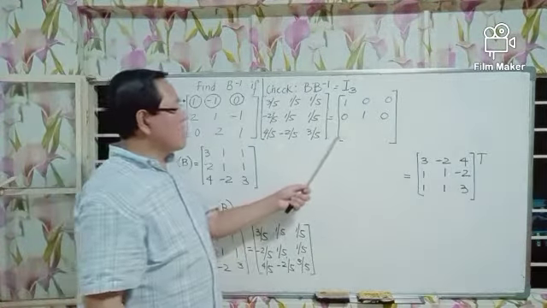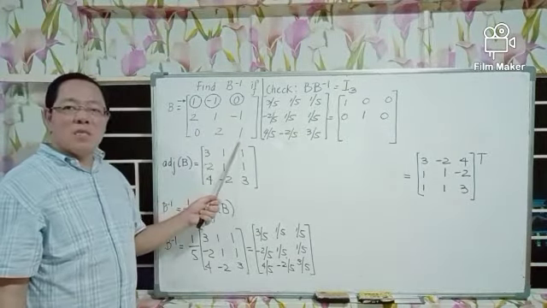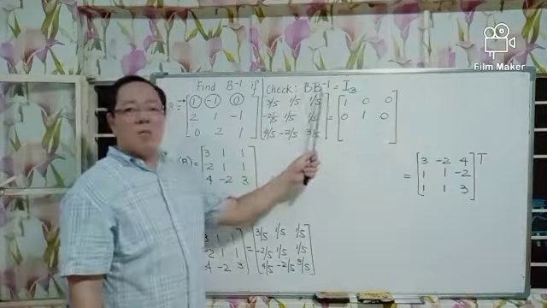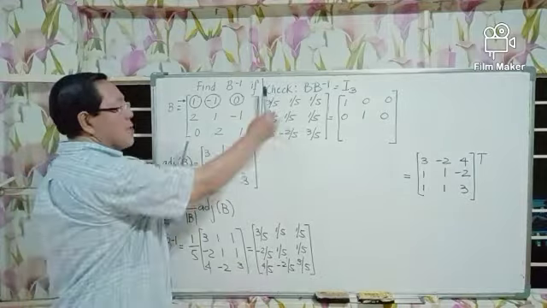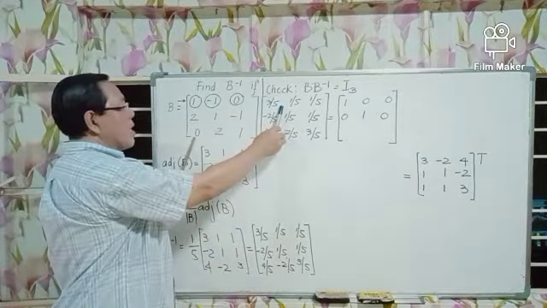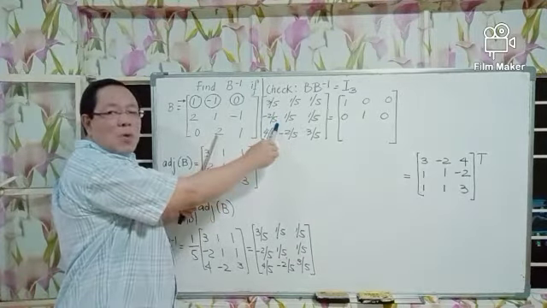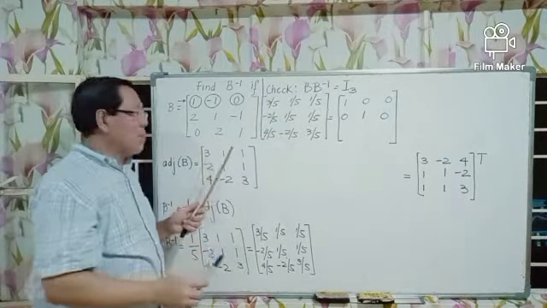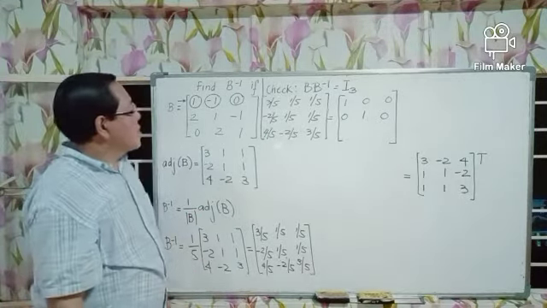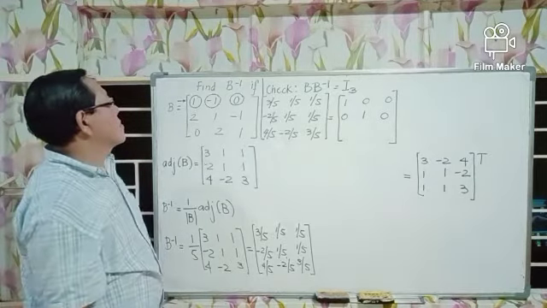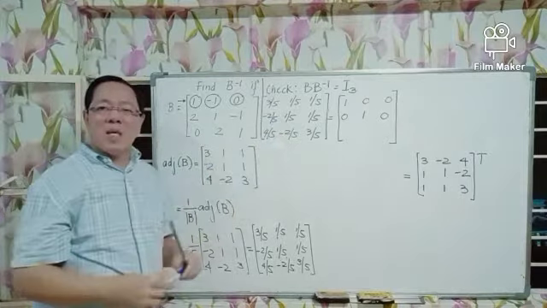And the last entries of the last row are obtained by multiplying the last row of matrix B by each column of B to the minus 1. Multiply the third row by the first column. 0 multiplied by 3 over 5 is 0. 2 multiplied by negative 2 over 5 is negative 4 over 5. Plus 1 multiplied by 4 over 5, we have 0 minus 4 over 5 plus 4 over 5 is 0.